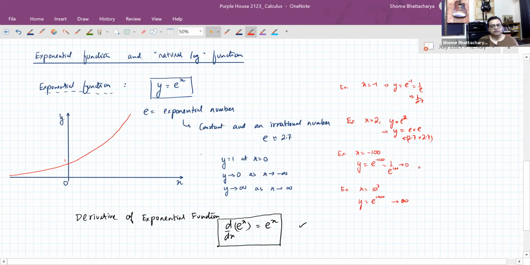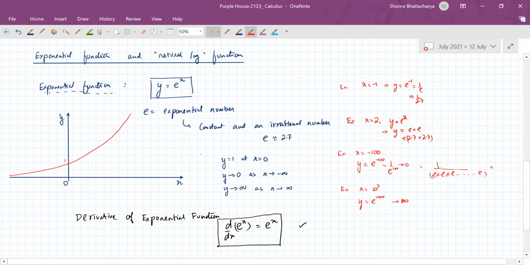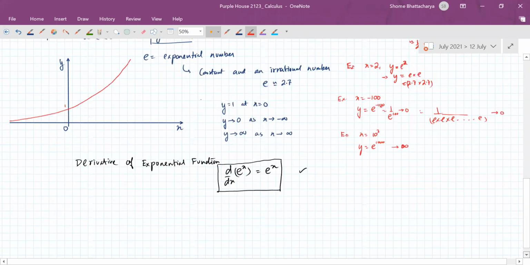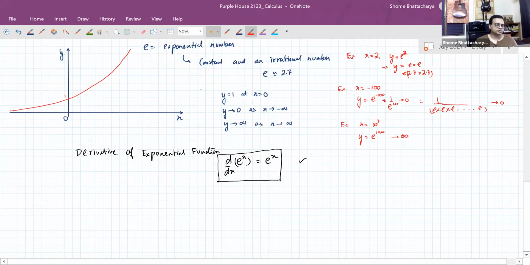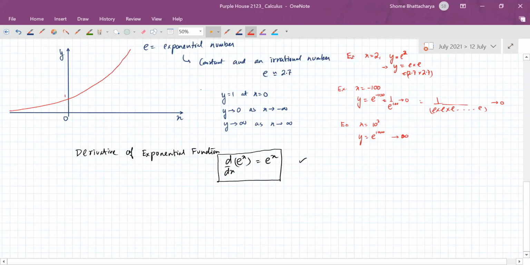It's 1 by e to the power of 100, beta. So you can understand it's like 1 by e into e into e 100 times. It's a very large number in the denominator, so it is as good as infinity in the denominator, that's why y is 0. And I said in the third it's tending to 0. I didn't say it's exactly 0. It's tending to 0. Okay, fine.